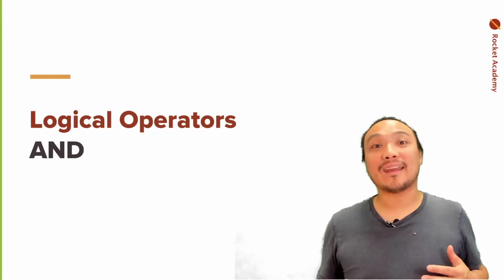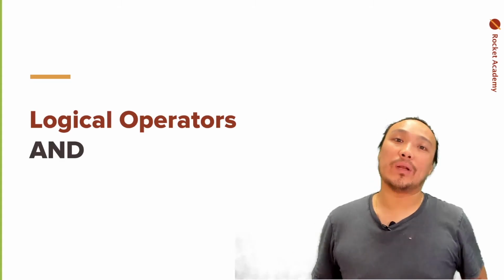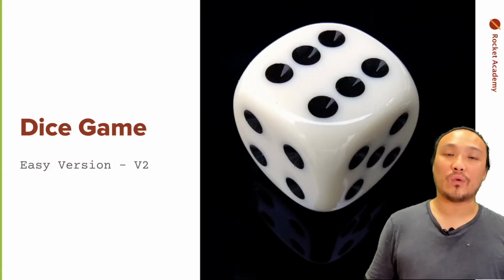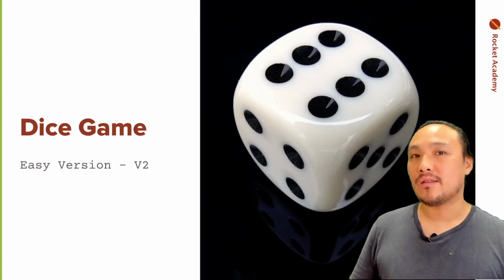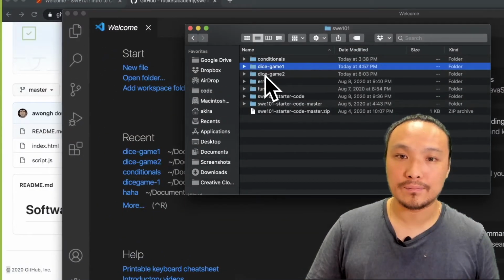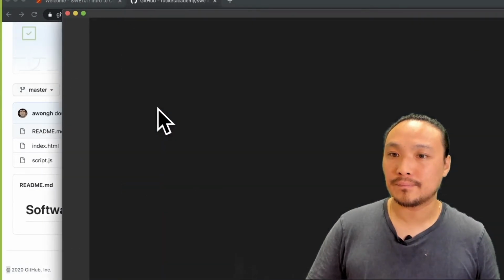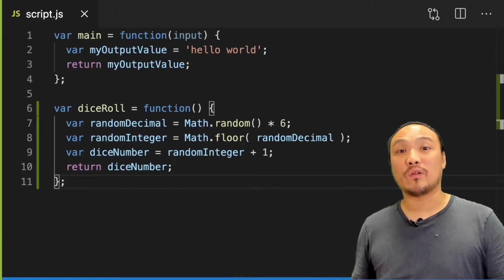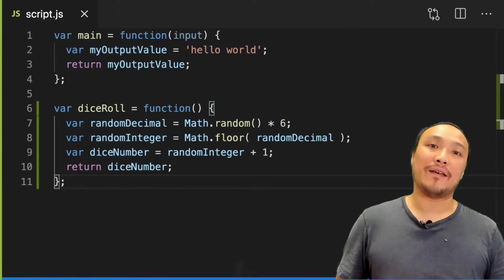Now we'll look at a second logical operator, the AND operator. In order to demonstrate the use of this operator, we're going to create a new dice game. This one is going to have 2 dice instead of 1. Now I can open it in VS Code. I've copied my dice roll function into my new script.js.